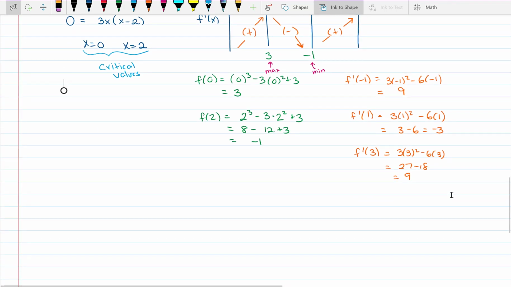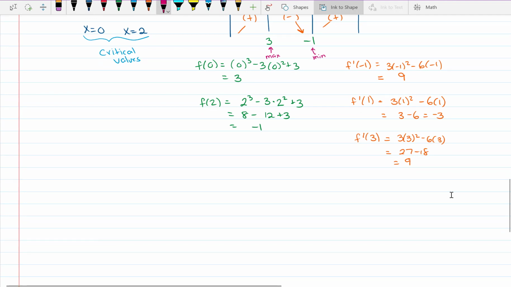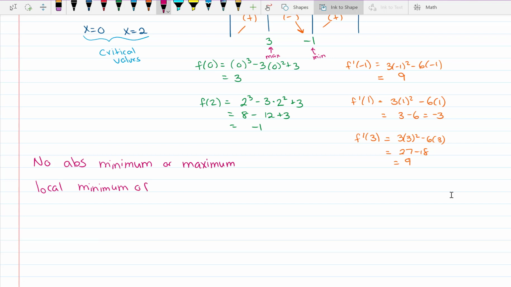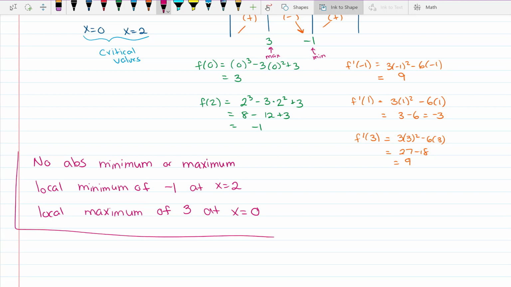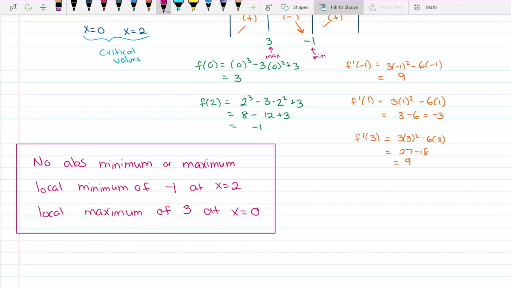So now all we need to do is make our conclusion. We're going to write that there is no absolute minimum or maximum. We're going to write that it has a local minimum of negative 1 at x equals 2. We have a local maximum of 3 at x equals 0. And so this would be our answer, and based off the graph, we know that that's correct. And that's it. That's how you find local mins, local maxes, and absolute max and mins.